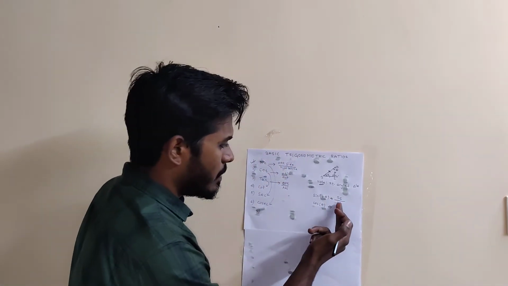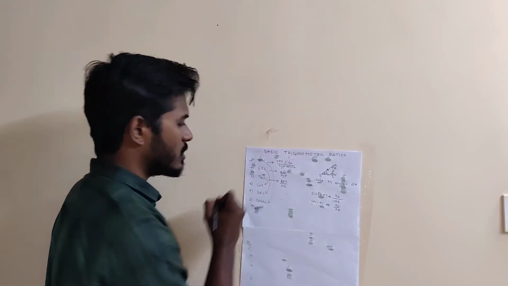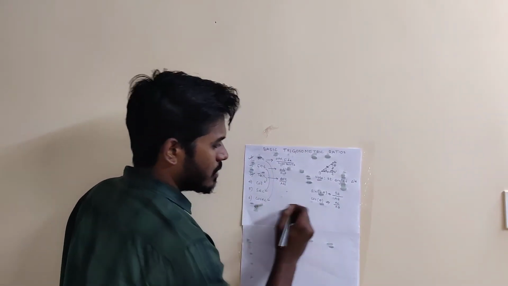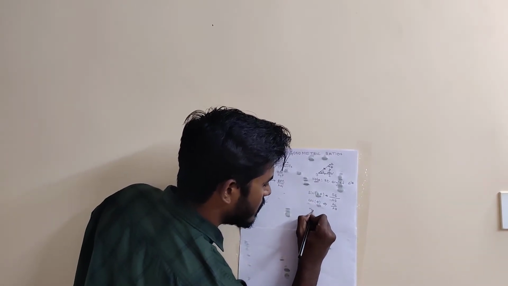Yeah, BC by AB, AC by AB. So cos is also completed. So what is the remaining third one? Tan. So I'll write about tan theta.